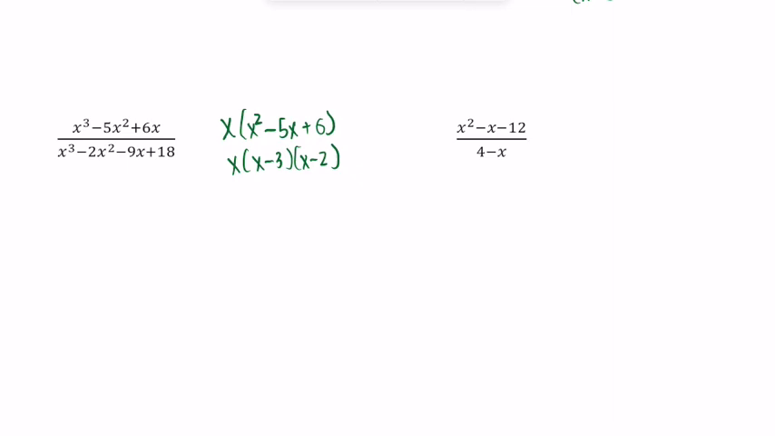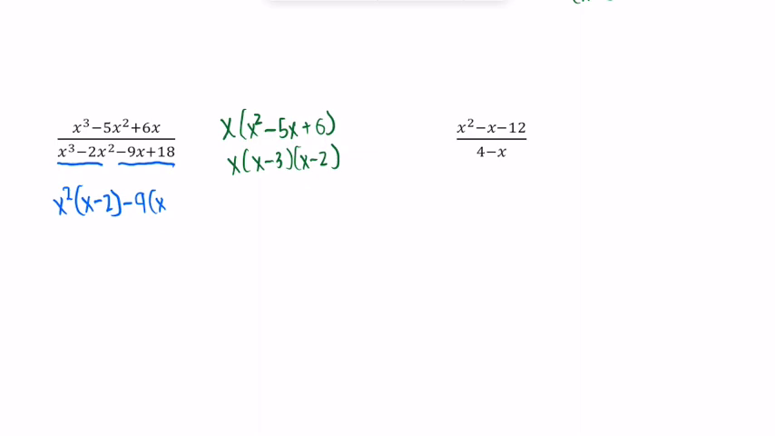Now let's think about the denominator. With 4 terms in the denominator, we need to do what we call factoring by grouping. The first 2 terms, x to the third minus 2x squared, we could factor out an x squared. And we would have x squared times x minus 2. When your second group starts with a negative, you factor out a negative. Here we would factor out a minus 9. Negative 9x, when we factor out negative 9, we're left with x.